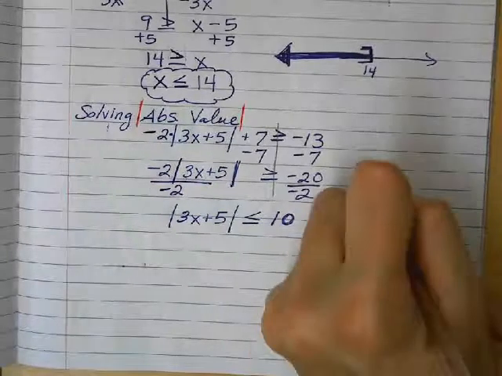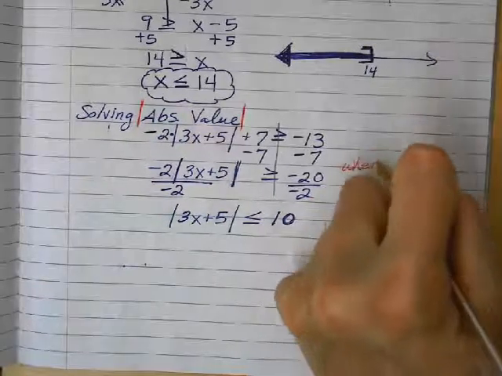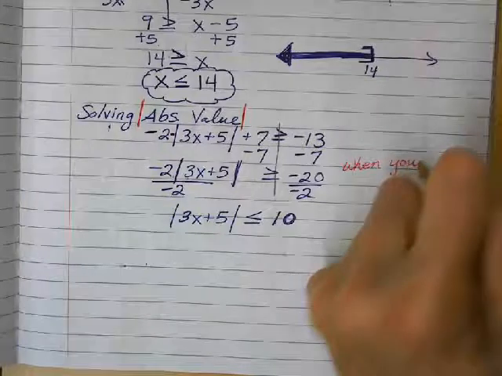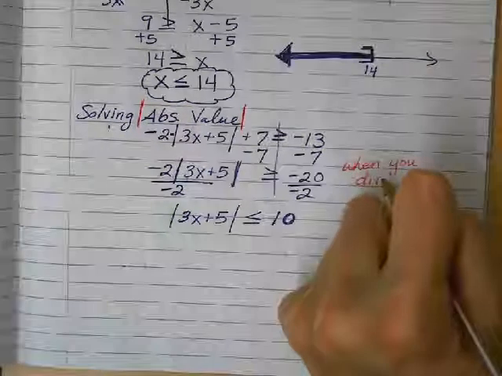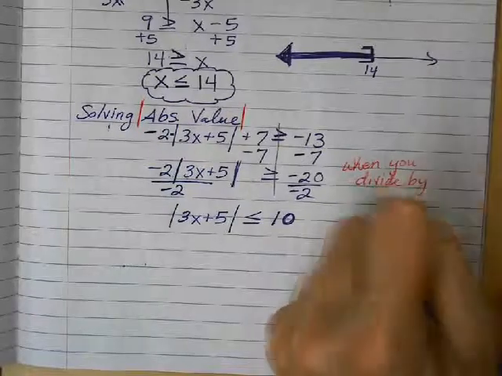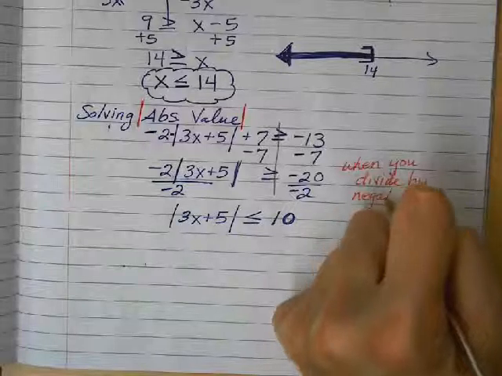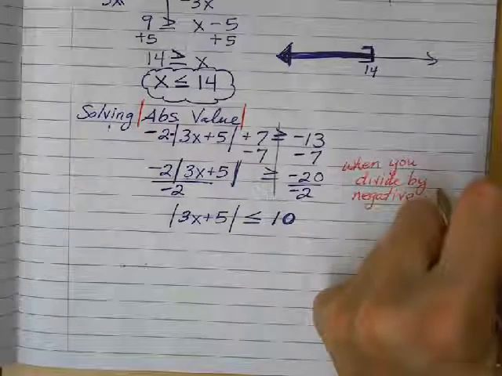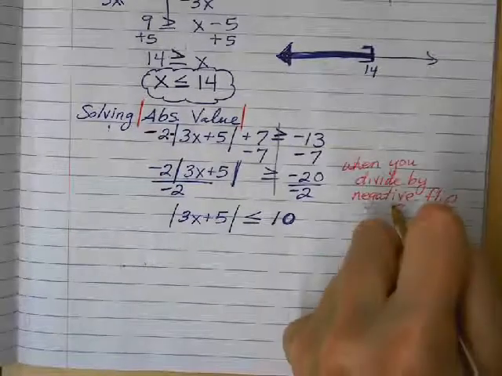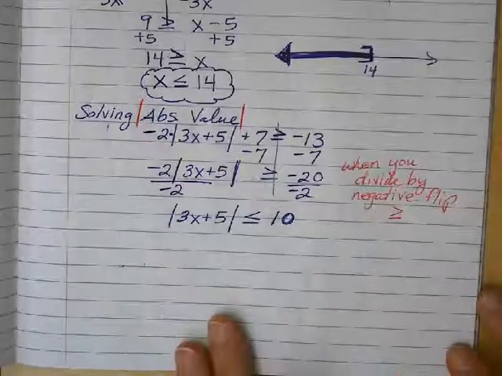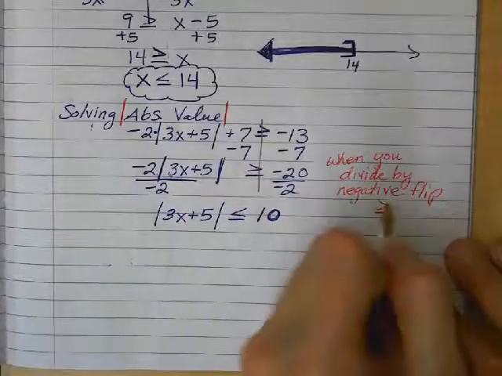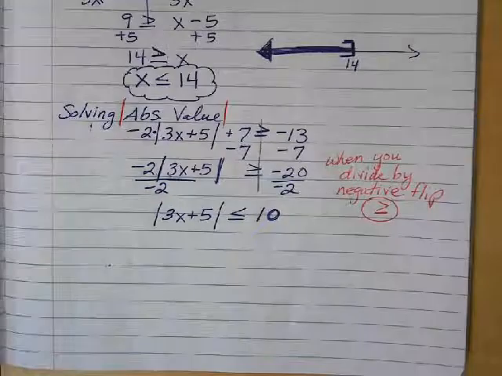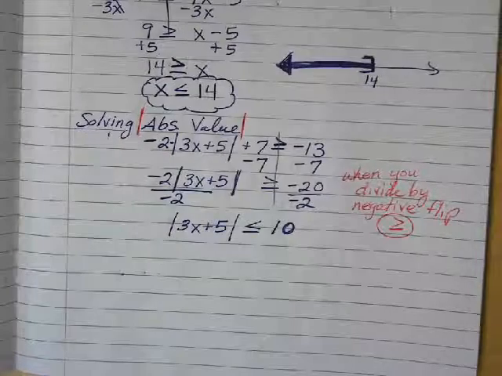So, like, make a little note. When you divide by a negative, you have to flip the greater than thing to less than. You have to flip the symbol. You have to flip that the other way. All right, we're still going.